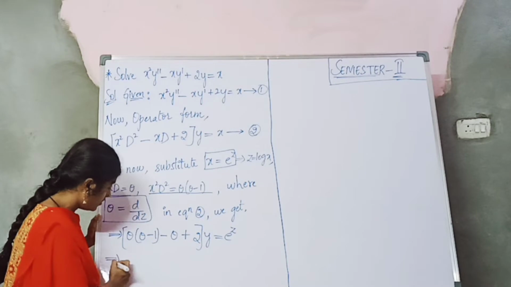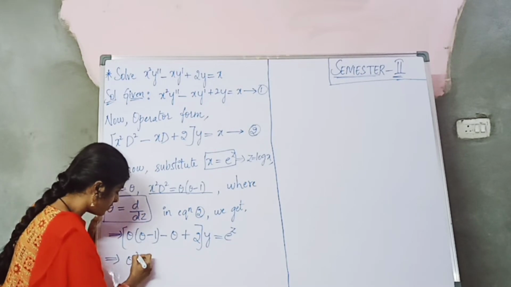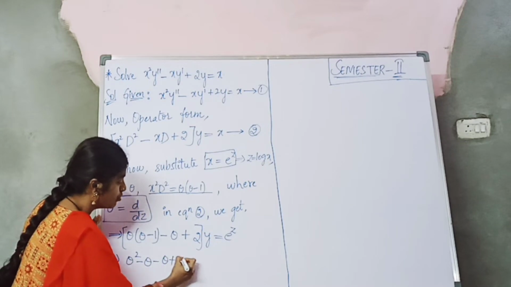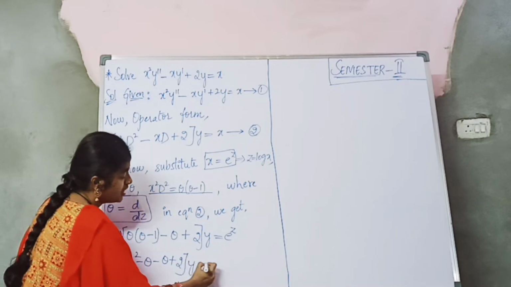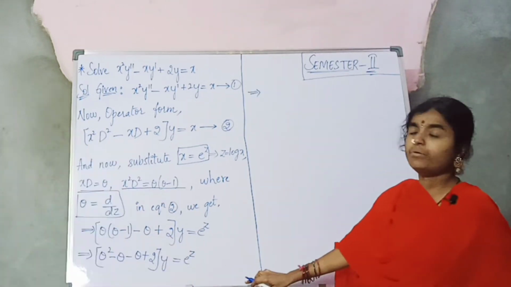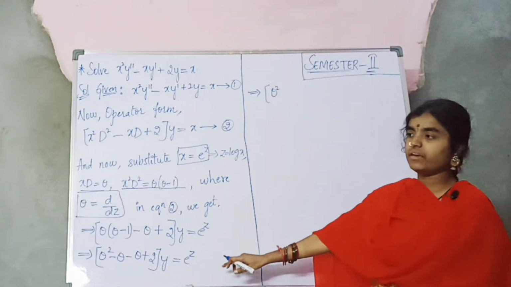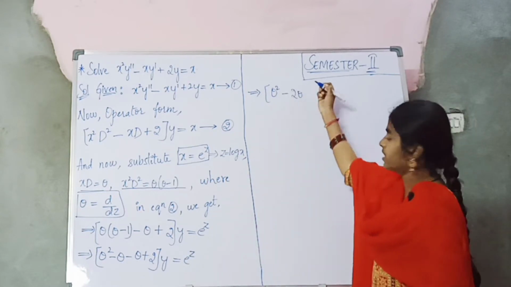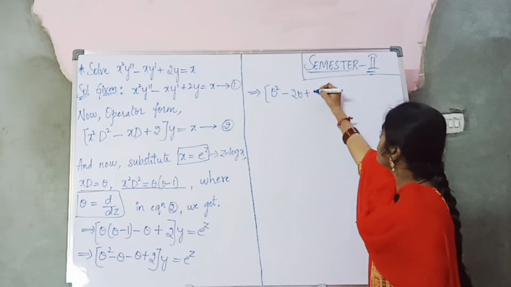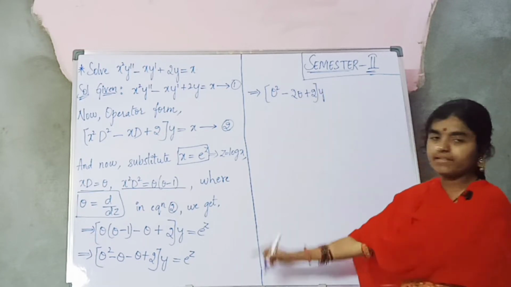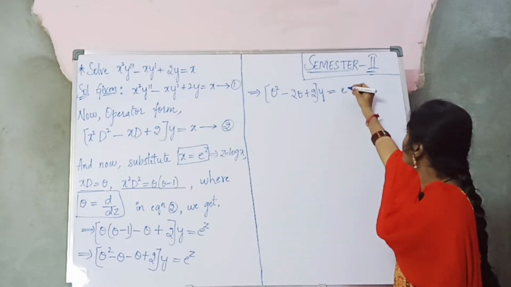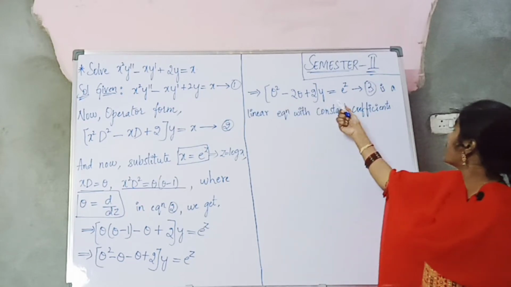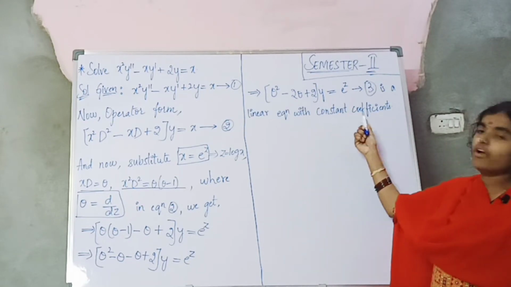So that implies here theta into theta, theta square minus theta into 1, theta minus theta plus 2 into y as it is equals to e power z. So now theta square minus theta, how much? Minus 2 theta plus 2 into y as it is equals to e power z as it is. Now consider this equation as equation 3. So this equation 3 is a linear equation with constant coefficients.